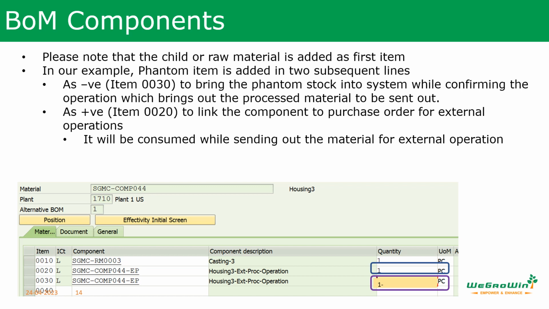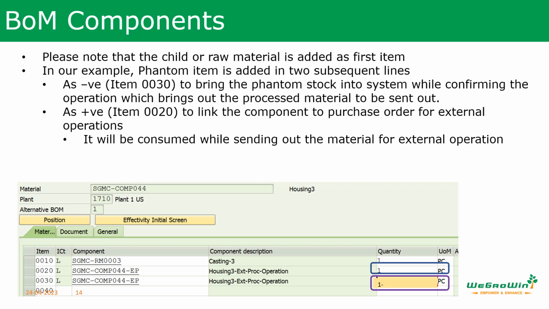Now we are processing one operation. That operation output has to be sent out for the next operation. So here we have to get the material and send it out. So there we are putting this -1.